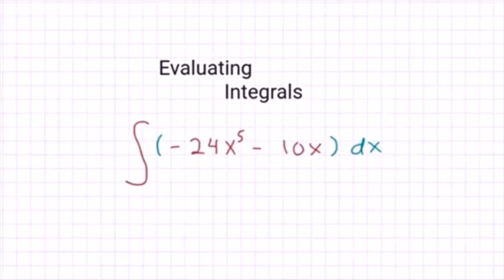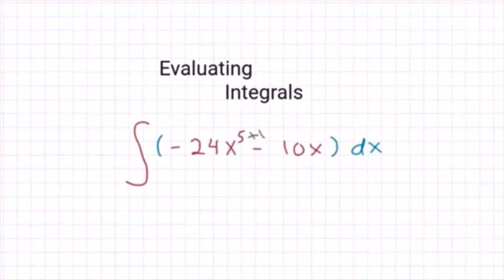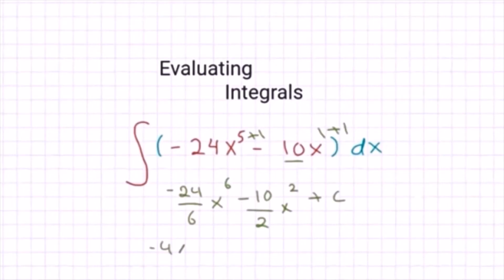We will solve the indefinite integral of negative 24x to the power of 5 minus 10x dx. 5 plus 1 equals 6. So we're going to write down negative 24 over 6x to the power of 6. The power is 1 and we're going to add 1, and it's going to be 2. So we're going to write down negative 10 over 2x to the power of 2 plus c. Negative 4x to the power of 6. Negative 5x to the power of 2 plus c. And that's our final answer.